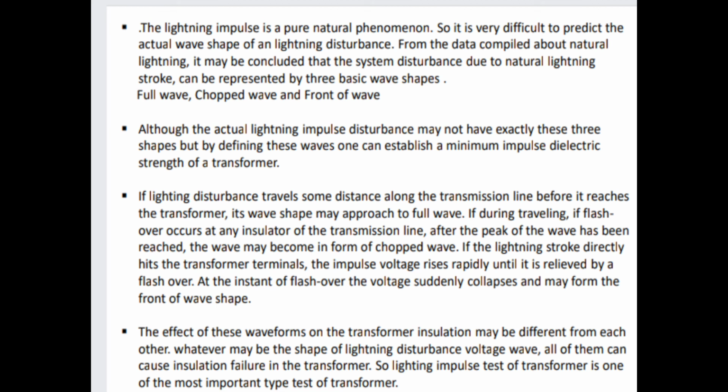If the lightning stroke directly hits the transformer terminals, the impulse voltage rises rapidly until it is relieved by a flashover. At the instant of flashover, the voltage suddenly collapses and may form the front of wave shape. The effect of these waveforms on the transformer insulation may be different from each other. Whatever the shape of the lightning voltage wave, all of them can cause insulation failure in the transformer. So, the lightning impulse test of a transformer is one of the most important type tests of a transformer.